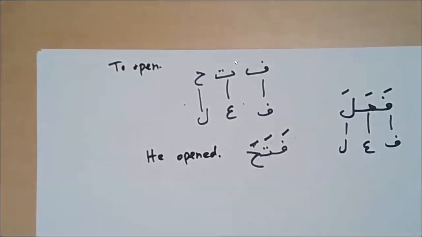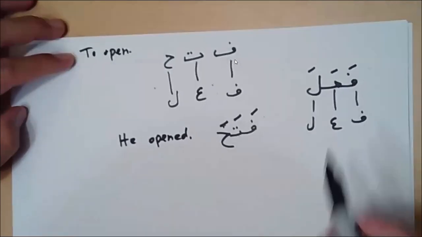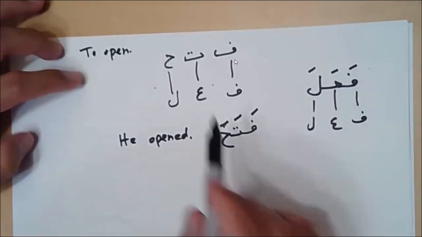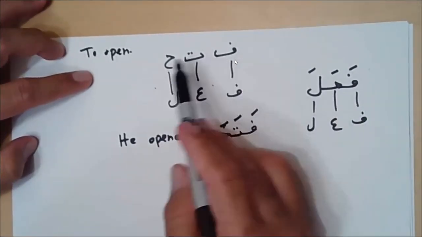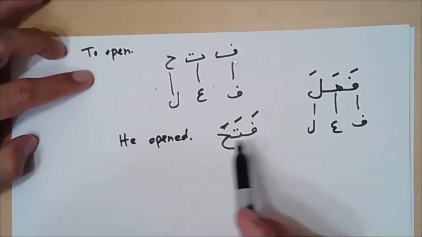Making sense? Yes. You see how the cookie cutter is working now, that I said, fa'ala is our pattern. Then fataha is the new root letters. You need to make it into this pattern. So what you did, you said fataha.